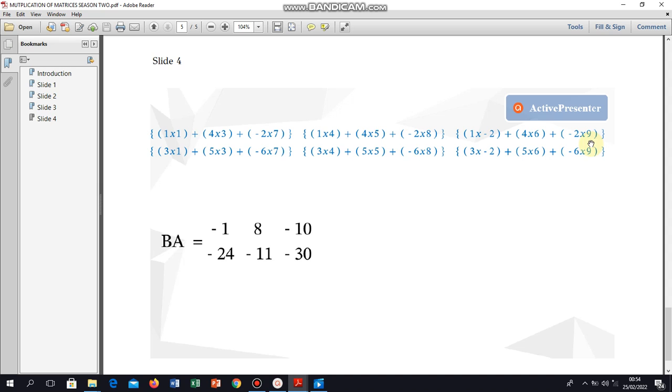So here it is. And after doing all these summations, you'll end up with negative 1, 8, negative 10, negative 24, negative 11, and negative 30. So after placing your brackets, you'll have such a matrix, and at the end of the day, you'll have grasped the concept of multiplying matrices.